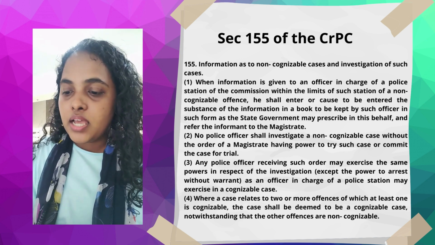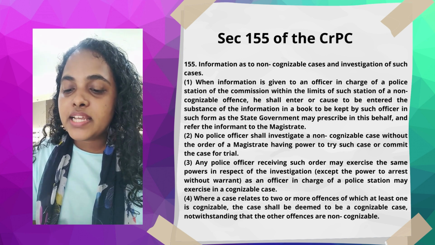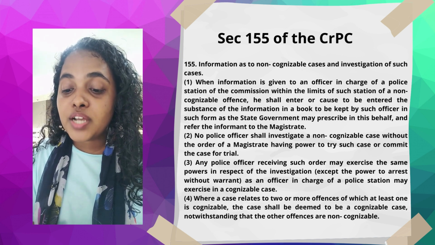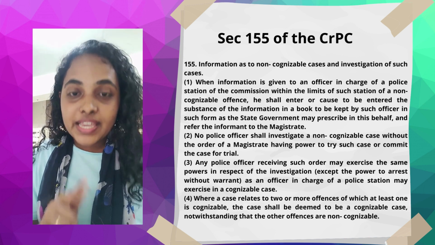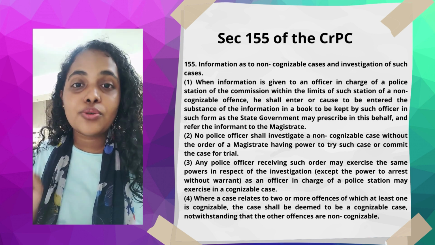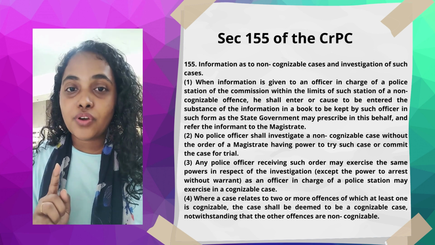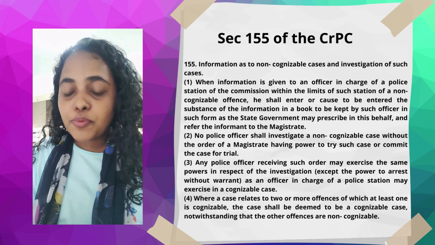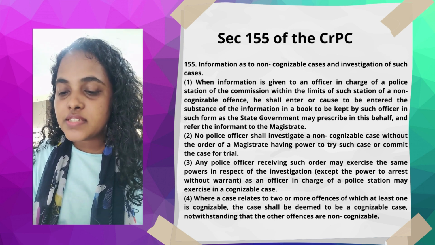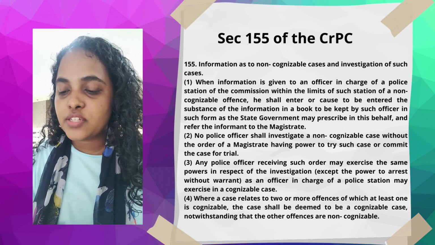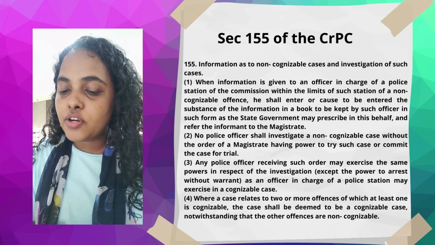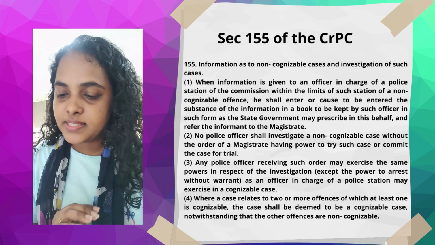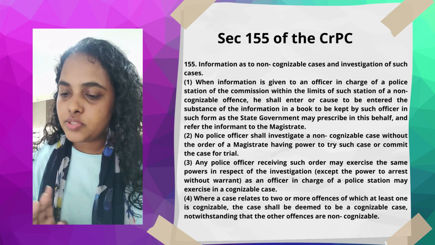Subclause 2 says, no police officer shall investigate a non-cognizable case without the order of a magistrate having power to try such case or commit the case for trial. So again, this answers why, in a non-cognizable case, the police officer without a warrant can't arrest the person. Subclause 3 says, any police officer receiving such order may exercise the same powers in respect of the investigation, except the power of arrest without warrant, as an officer in charge of a police station may exercise in a cognizable case. So this speaks about the power of the police officer.